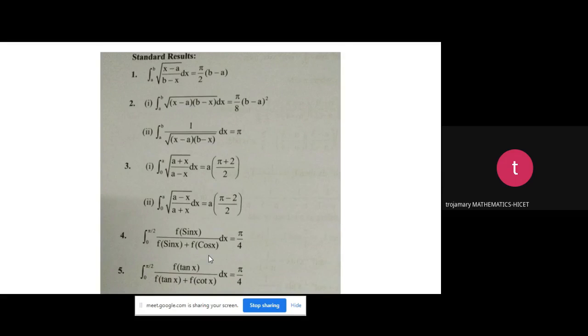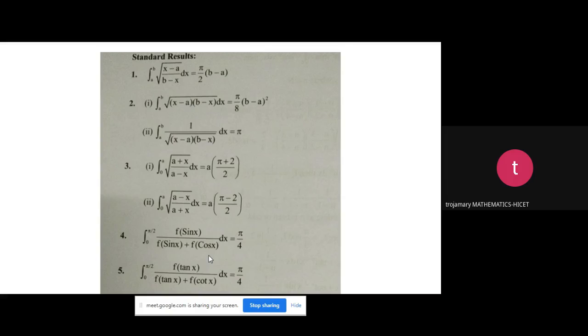Now these are some standard results. You just note all those results. Integral a to b root of (x minus a) by (b minus x) dx equals pi by 2 into (b minus a). Students, please note, take the notes, or otherwise I share the PPT. These are all the formulas, so you directly write from the formula itself.